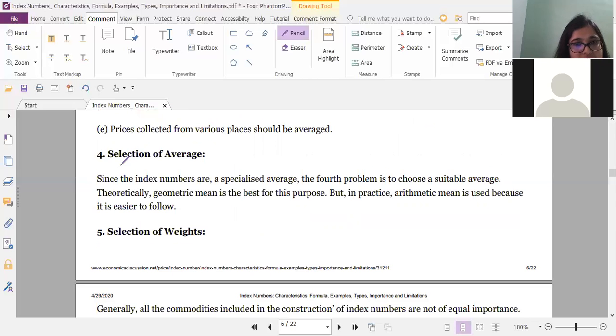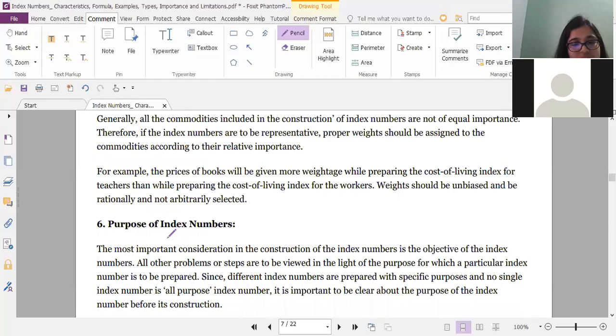and the fourth will be selection of averages. Which average we just discussed, right? Simple and weighted average. So which average we're going to take into consideration, that also matters. Then the selection of weights, purpose of index numbers. So this can be another difficulty or step.